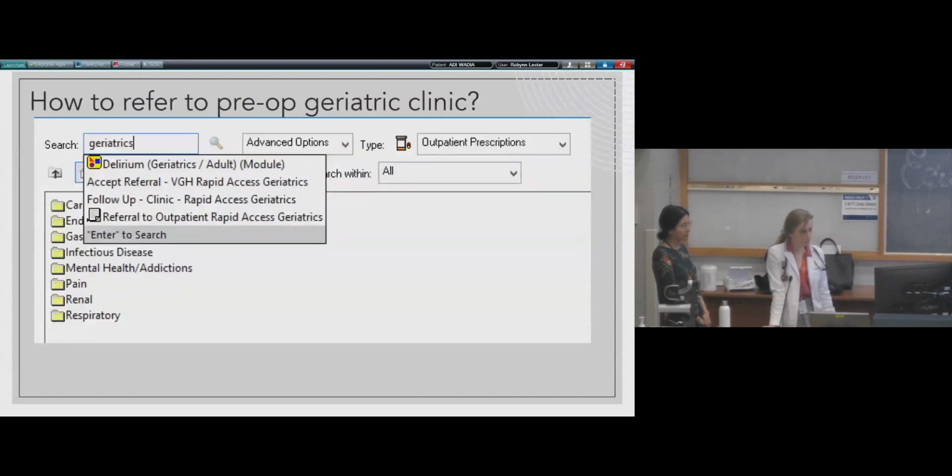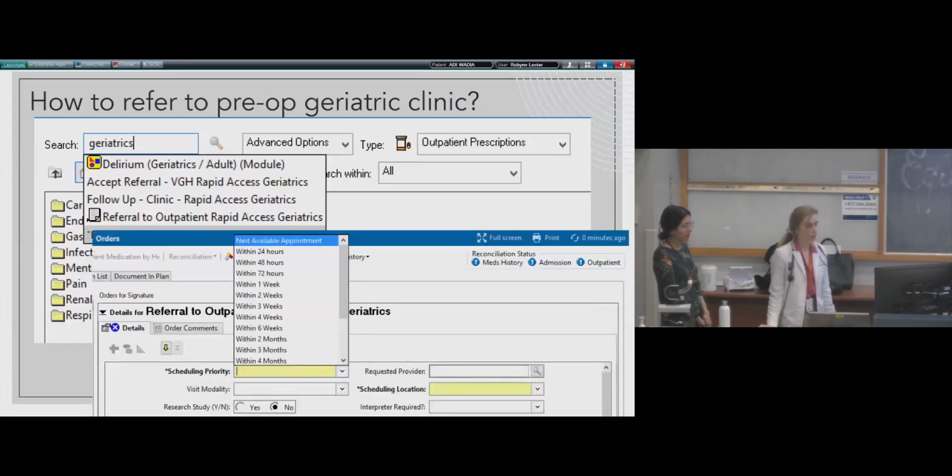So how to get us involved? If you want to refer for a pre-op geriatric assessment, it's pretty easy in Cerner. You just type in geriatrics. And then there's the referral to outpatient rapid access geriatrics. There's one for St. Paul's, there's one for VGH, and there's one for UBC now as well.